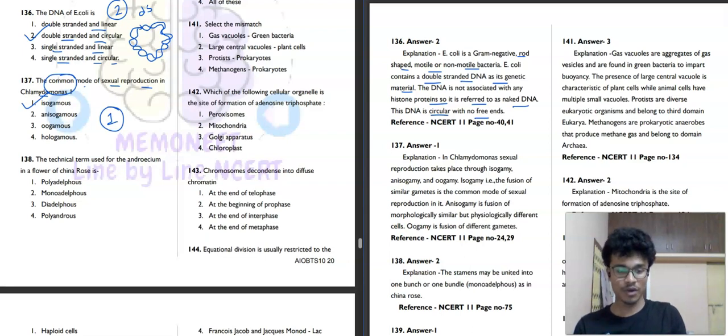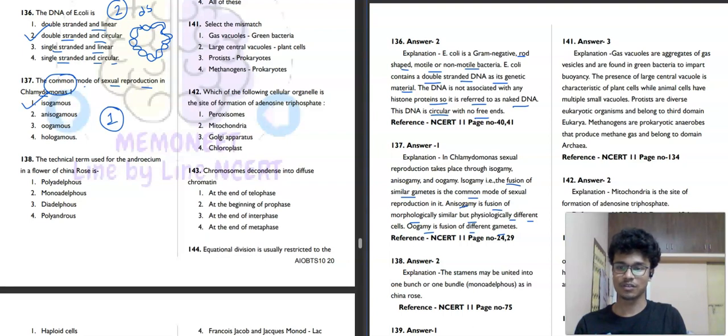So basically isogamy, what does it mean? The fusion of similar gametes is the commonest mode of sexual reproduction, and that is the answer. Anisogamy is the fusion of morphologically similar but physiologically different cells, and oogamy is the fusion of different gametes. Hologamous is not relevant here. The first option will be the correct answer for this question.